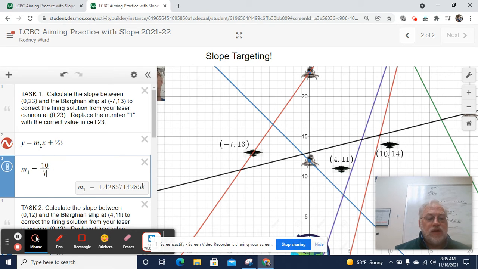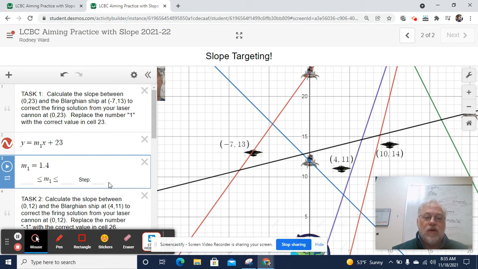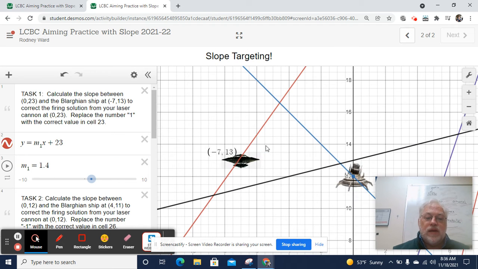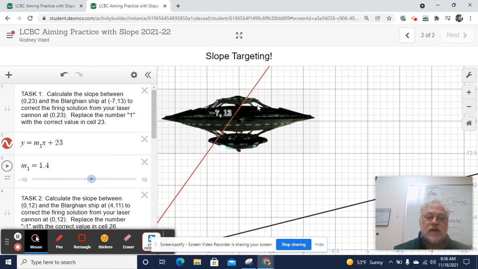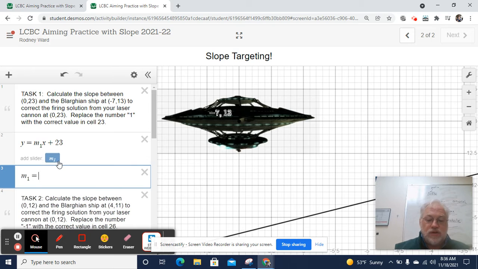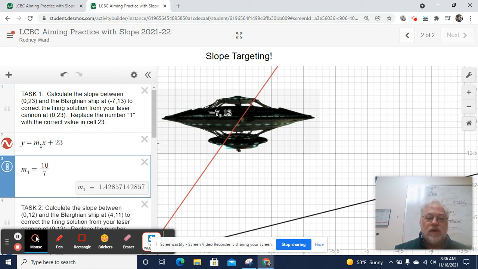You'll notice it turned it into a decimal over here. Don't worry about that. Use the fraction. If you were to round this, I'll show you this. If you rounded this to 1.4, say, now I'm going to zoom in, and you're going to be just off center with your targeting. It does hit the ship, but you need to hit it right in the middle to get its reactor core. So we're going to turn that into 10 over 7.